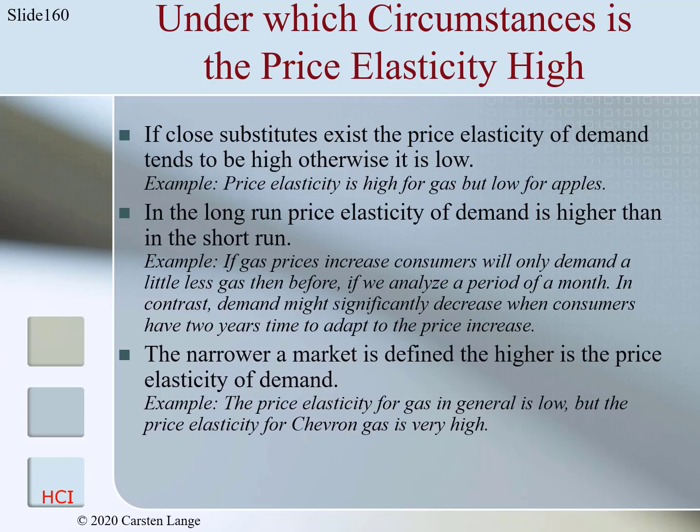Again, the reason are substitutes. While there are not a lot of substitutes for gas in general, there are a lot of substitutes for Chevron gas. If the price of Chevron gas increases, consumers would buy Shell or Exxon or other gas brands. This means price elasticity of demand is very high if the market is very narrowly defined, like Chevron gas, and it is lower when the market is more broadly defined, like gas in general.